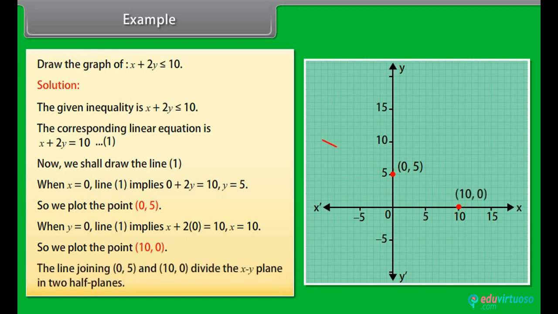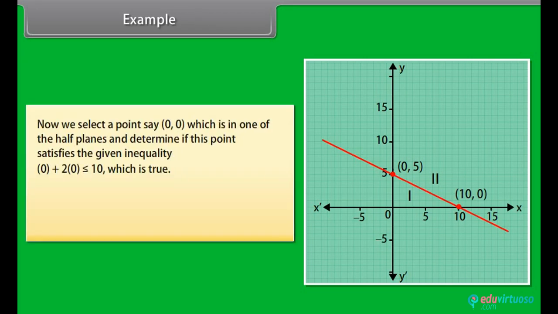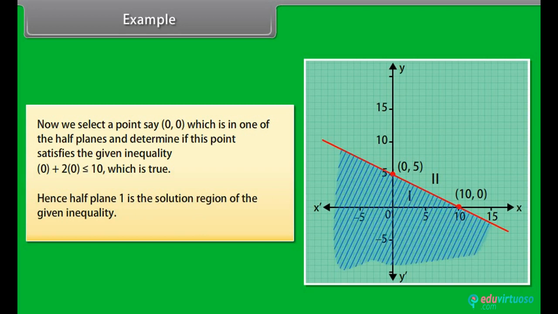The line joining (0, 5) and (10, 0) divides the xy plane into 2 half planes. Now we select a point, say (0, 0), which is in one of the half planes, and determine if this point satisfies the given inequality. 0 plus 2 into 0 is less than or equal to 10, which is true. Hence, half plane 1 is the solution region of the given inequality.